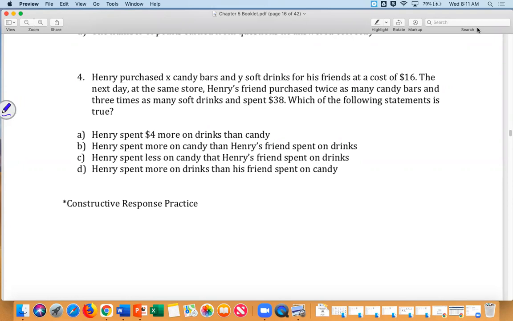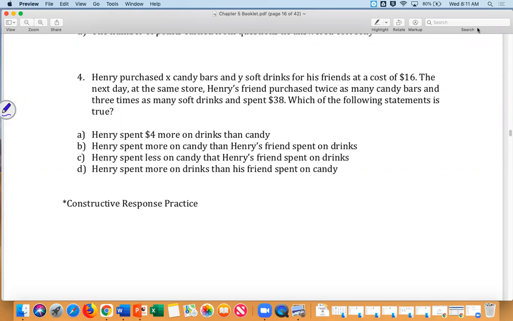So let's create a system of equations, right? You guys know what to do here? Anybody? Any ideas? All right, I'll read it again. It says Henry purchased X candy bars and Y soft drinks, right? And it cost $16. The next day at the same store, Henry's friend purchased twice as many candy bars and 3 times as many soft drinks and spent $38. Which of the following statements is true?